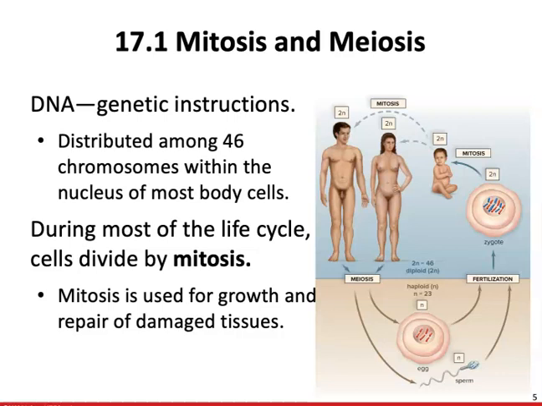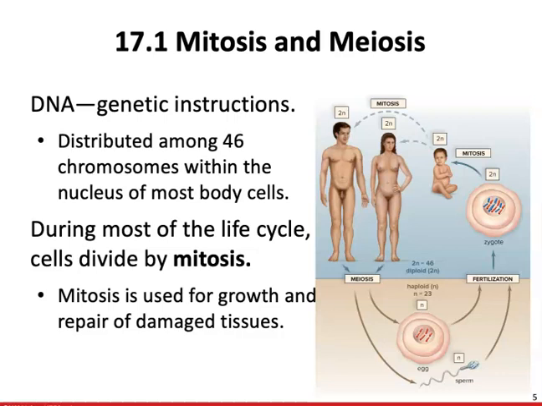So you have 23 different chromosomes. You have one chromosome from your mom, one chromosome from your dad. That means you have a pair of each type of chromosome. This is going to occur for all 23 chromosomes, leaving you with a grand total of 46 chromosomes.